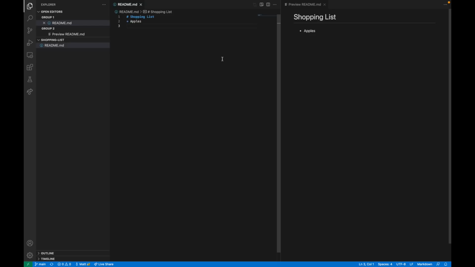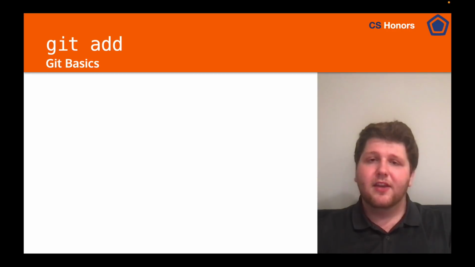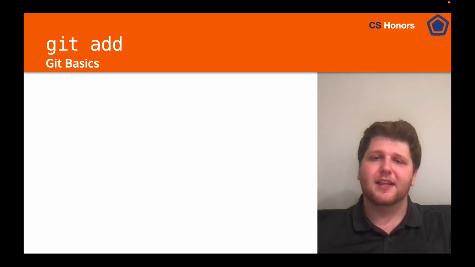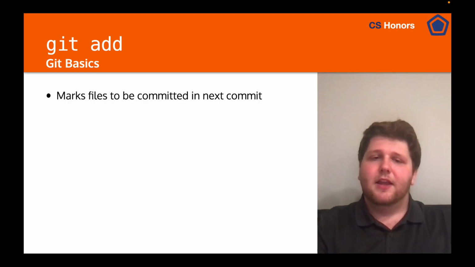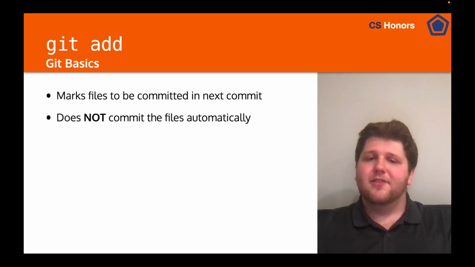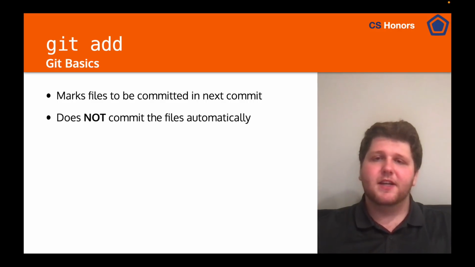So there we go. Now that we've got that, let's take a look at how we can make our own changes to these files. So the next command is git add. Git add is what tells Git which files we want to be committing, or taking that snapshot of, the next time we run the commit command, right? It also doesn't automatically commit the files. You need to run git add before you run git commit.